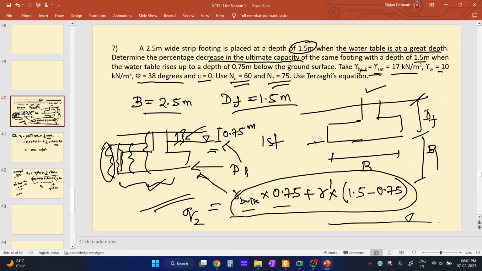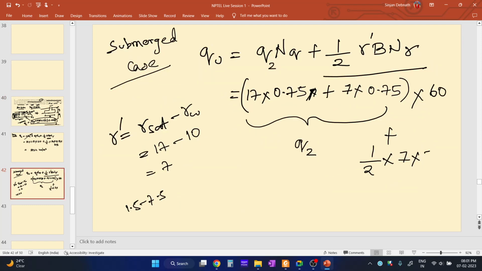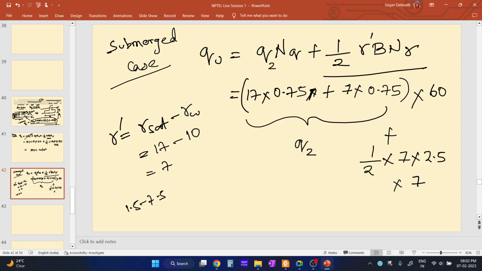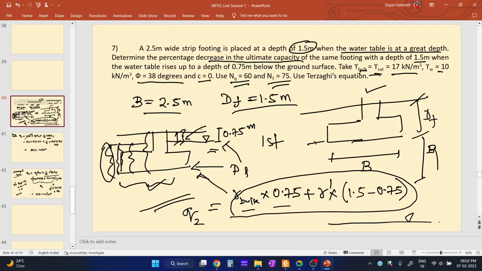What is the breadth of the foundation? It is 2.5. And what is the N gamma? N gamma is 75. If we solve this, we will get the answer 1736 kilonewton per meter square. This one is the ultimate bearing capacity for the second part when the water table rose over here.